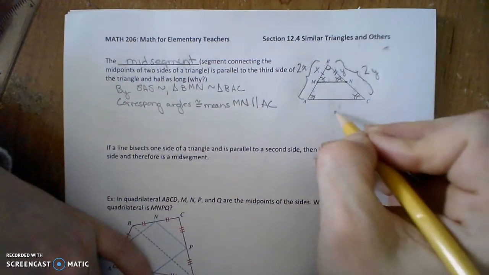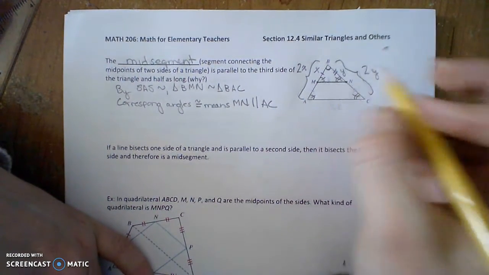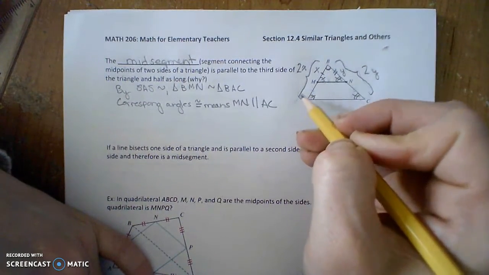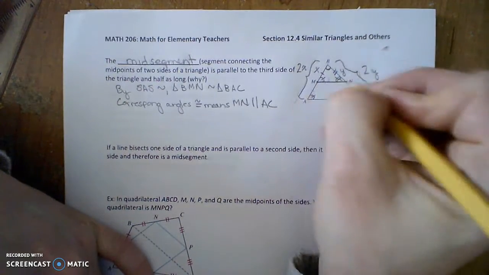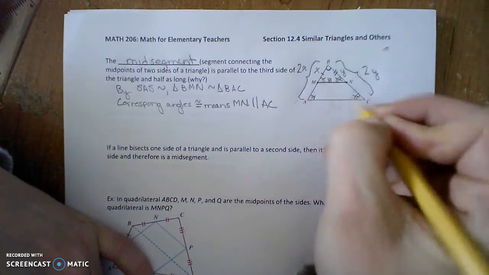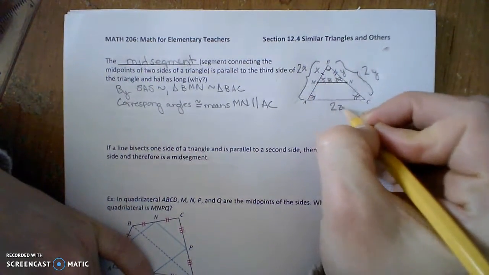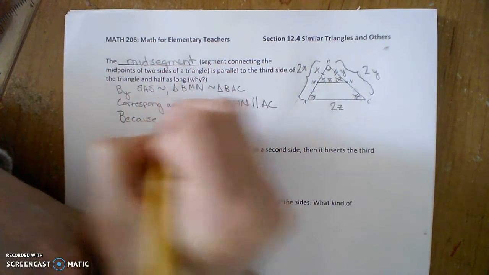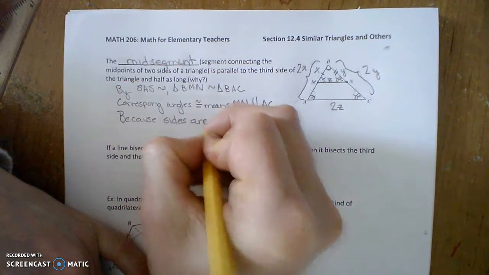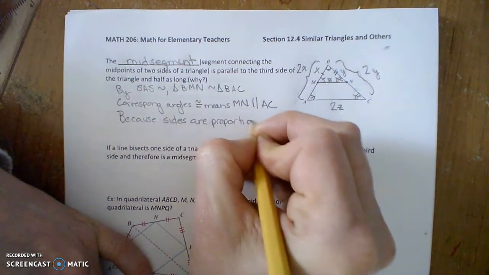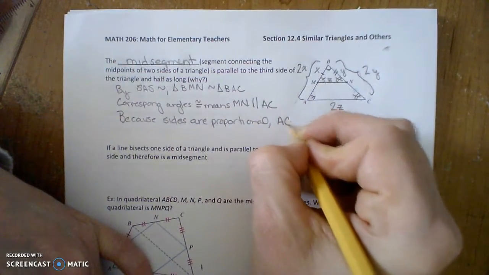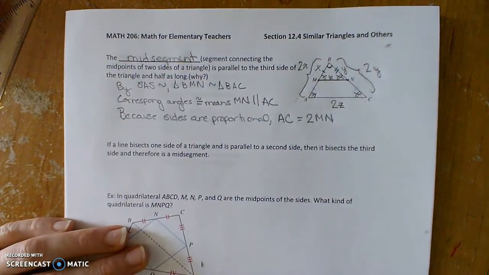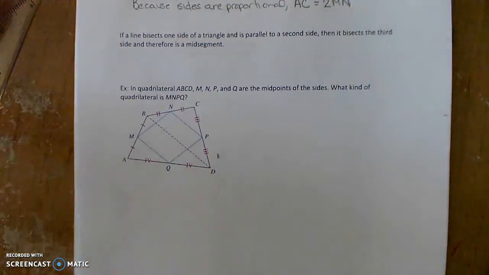All right, and then the third thing about this being twice this side length, well, because all the sides are proportional, this is X, this is twice X, here's Y, here's twice Y. If I call this side length Z, then this side length, because it's proportional, has to be twice Z. So because sides are proportional, side AC is twice whatever the side MN was. All right, so that's mid-segment. They have lots of great properties.